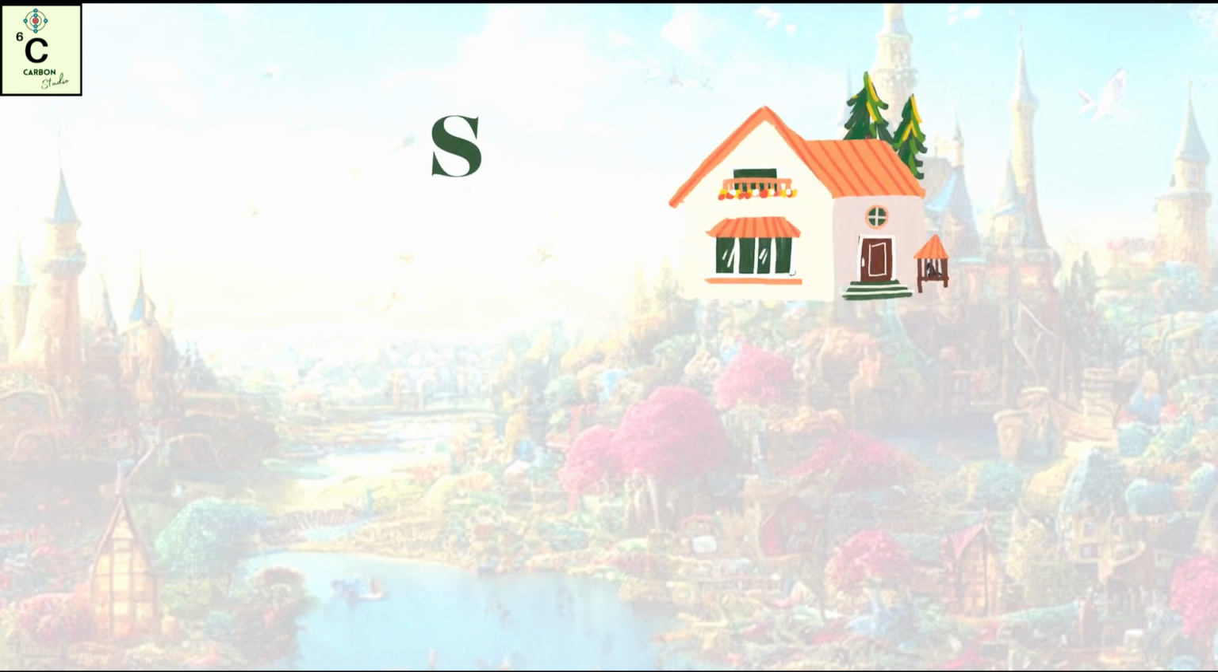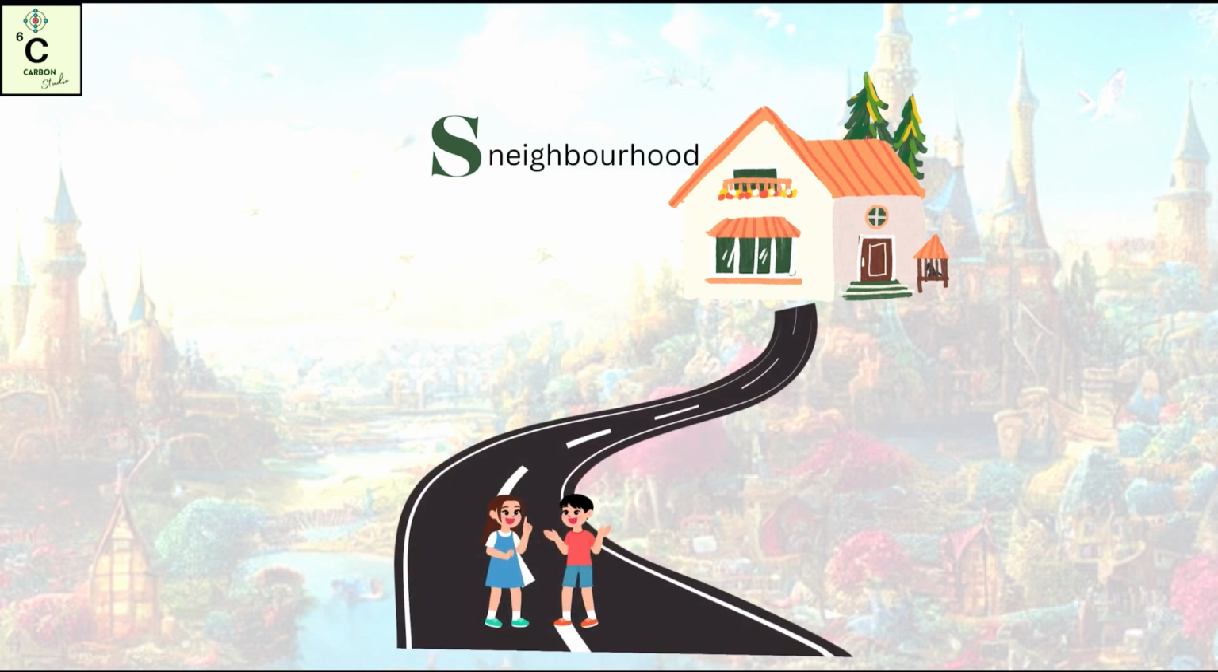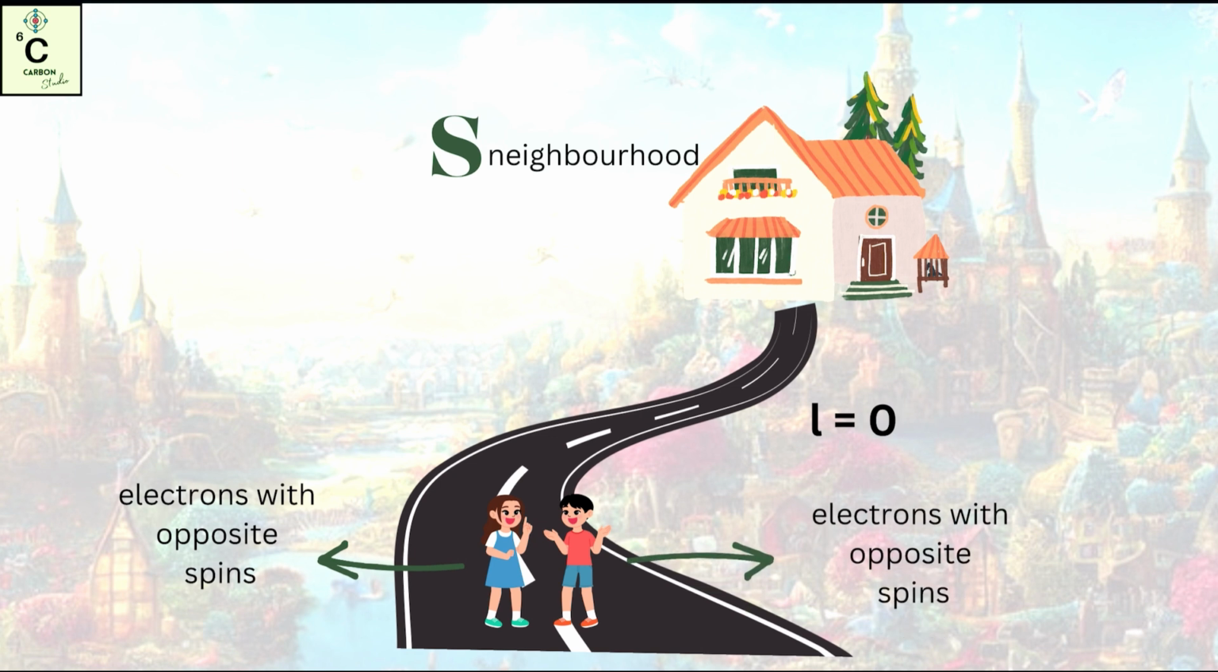Now the S neighborhood, which had one street with two people, let's take it that the two people were of different genders, or it can be said that the two electrons that were living in the S neighborhood had opposite spins, which differentiates both the people or electrons from one another. Smart king, right? He really knew how to keep tabs of his people.